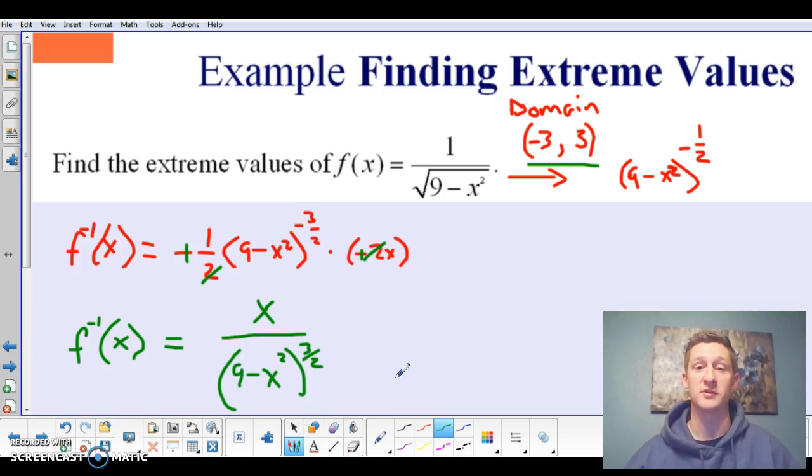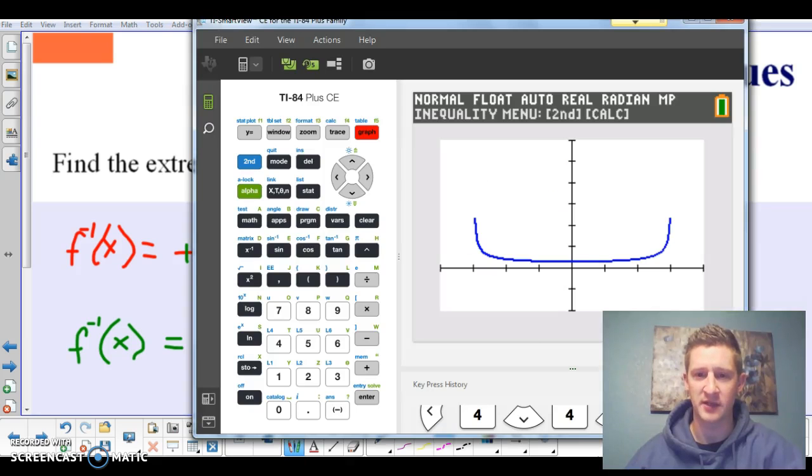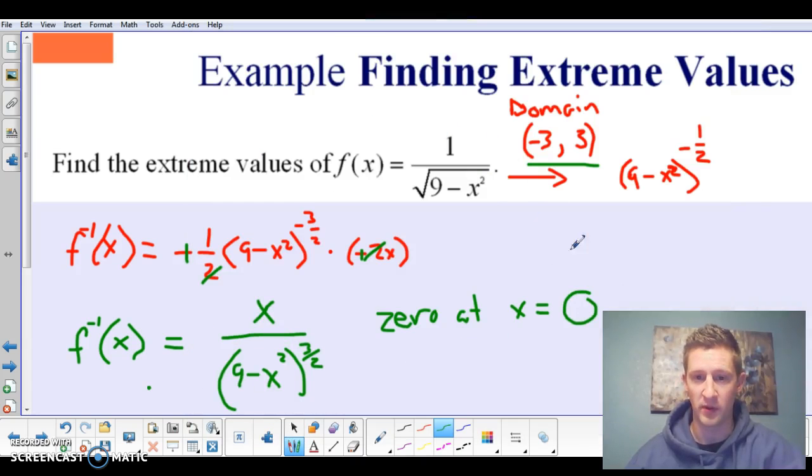So what makes this equal 0? Well, the easiest way to think about it, this is a fraction. If I were to make the numerator equal 0, everything equals 0. So what makes x equal 0? 0 does. So I have a 0 at x equals 0. And we kind of figured that that was going to happen, that was going to be a critical point because it looked like that was the bottom of the graph right here.